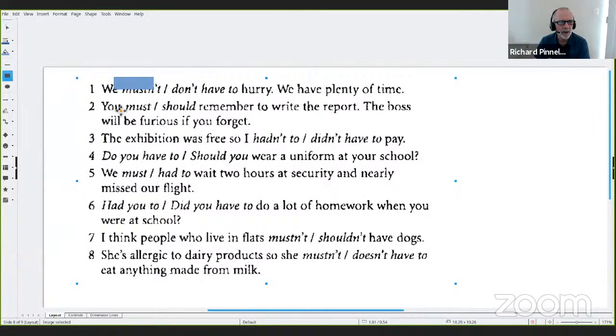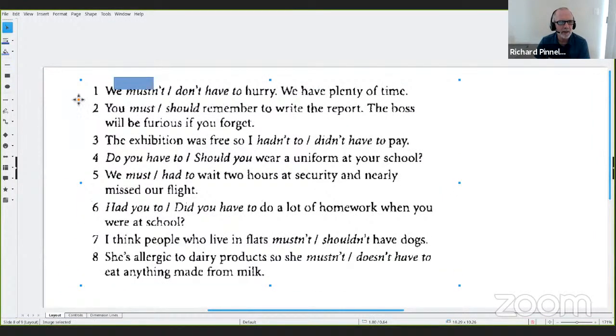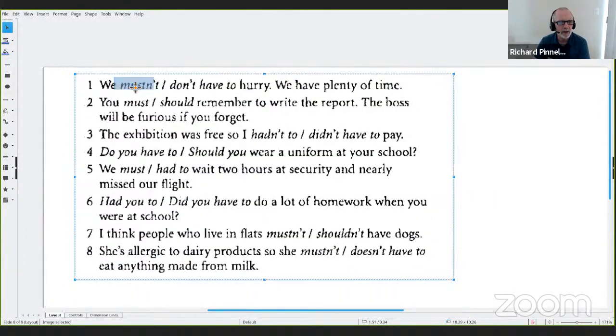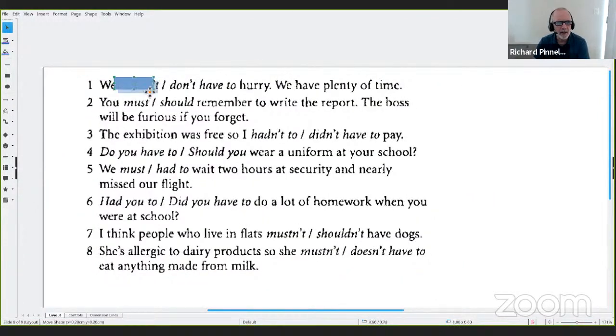If I can draw a thing here, which I can't. What's happened? Hold on, because I have a problem with this. Let's go over there. See if I can draw this. That's it, yeah. Oh, sorry, I did it the wrong way. It should be here. Yeah, I'm trying to blank out the wrong answers. So number two is you must remember to write the report.